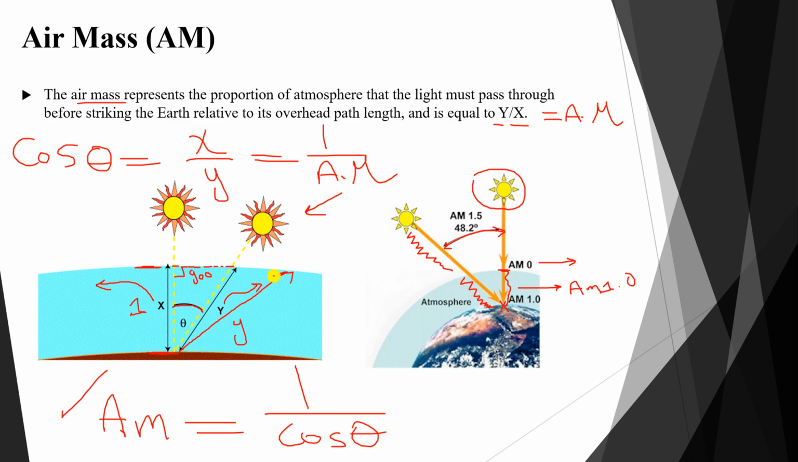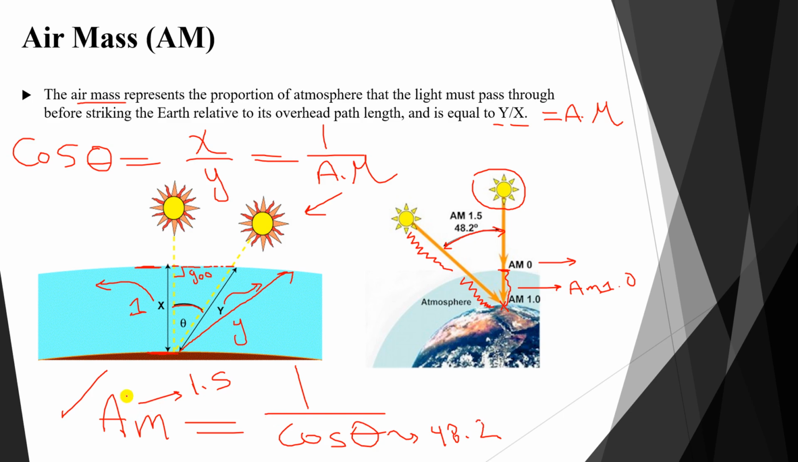Usually the standard values in PV panels, the standard conditions at which we take our measurements, are at air mass equal to 1.5. So when air mass is 1.5, this is the standard value. What does this mean? It means that the angle theta will be equal to 48.2. So 1 over cosine of this angle will give us 1.5 air mass.